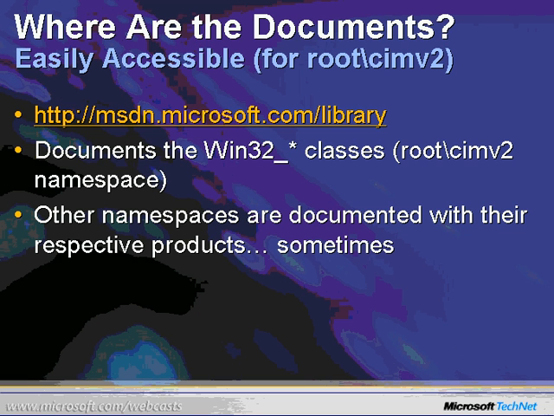Now, the way you get there is to go to msdn.microsoft.com/library. And what I'm going to show you documents the Win32 classes, and those are in the root CIMv2 namespace. In other words, these are the core classes, again, that relate to the Windows operating system. Other namespaces, I mentioned there was one for Internet Information Server, there's one for Microsoft DNS Server, there's one for Active Directory. Those other namespaces are documented with those other products sometimes.